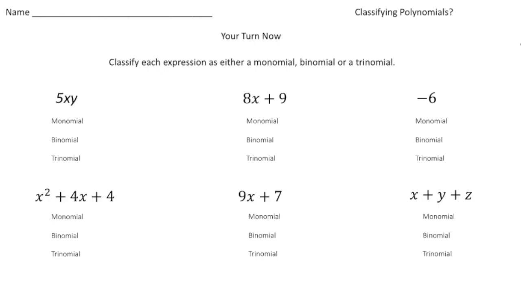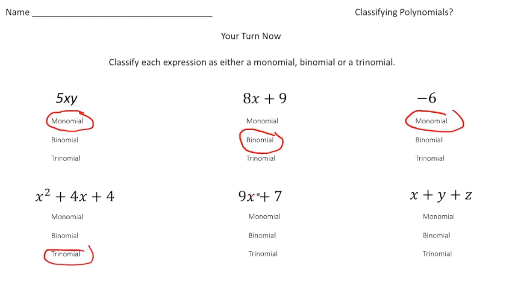Welcome back. Let's do these practice problems. The first one, 5xy, would be a monomial. 8x plus 9, well, the 8x is a monomial, and the 9 is a monomial. Because there's 2, that's a binomial. Negative 6 is just a numeral, so that's a monomial. This is our first trinomial because there's 3 terms, 3 monomials, so that's going to be a trinomial.